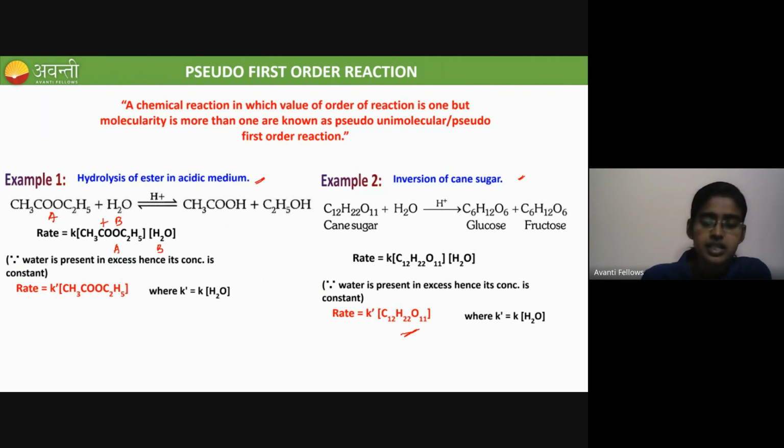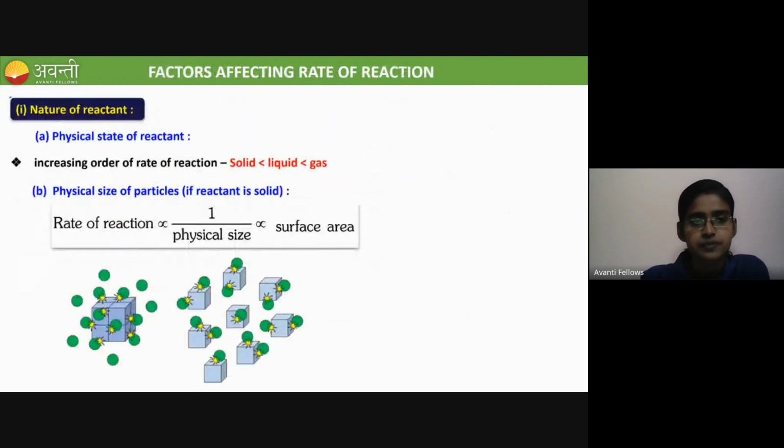Now let us see the factors affecting the rate of the reaction. The first factor that affects the rate of the reaction is the nature of the reactant. Under this nature, we have 2 things: one is physical state and the other is physical size. Coming to the physical state, gas will have a higher rate compared to liquid, which is higher than solid. Coming to the physical size, if the surface area is more, then the rate of the reaction is more. It has a large area, so the reaction can occur easily and very fast. So the speed of the reaction will be more if the surface area is more.